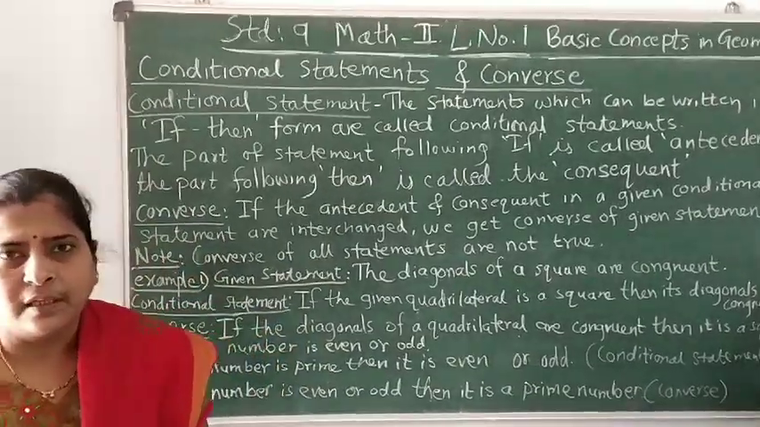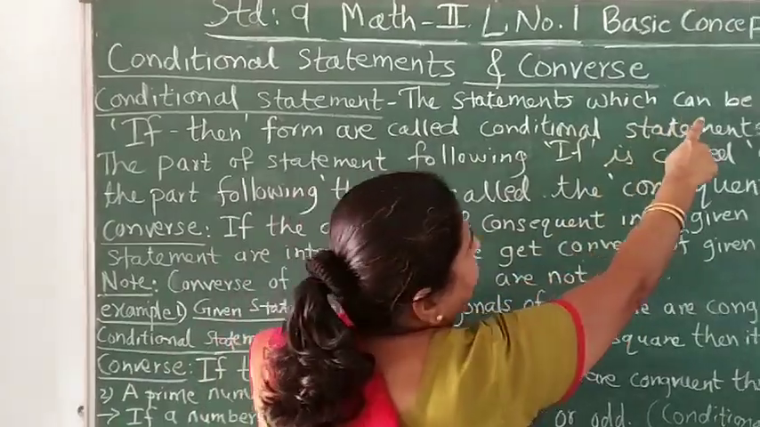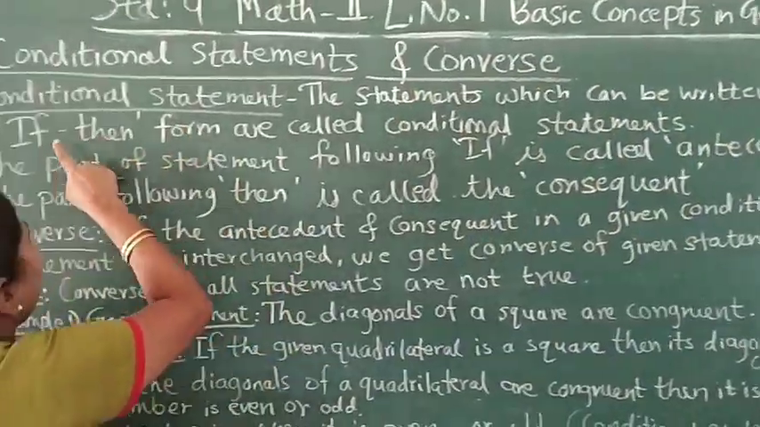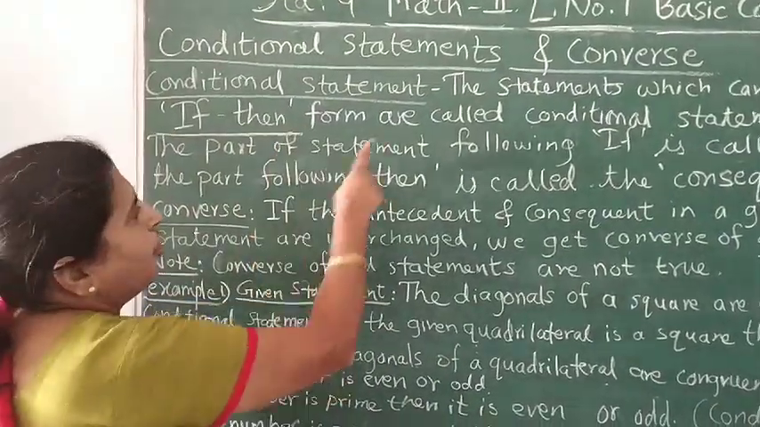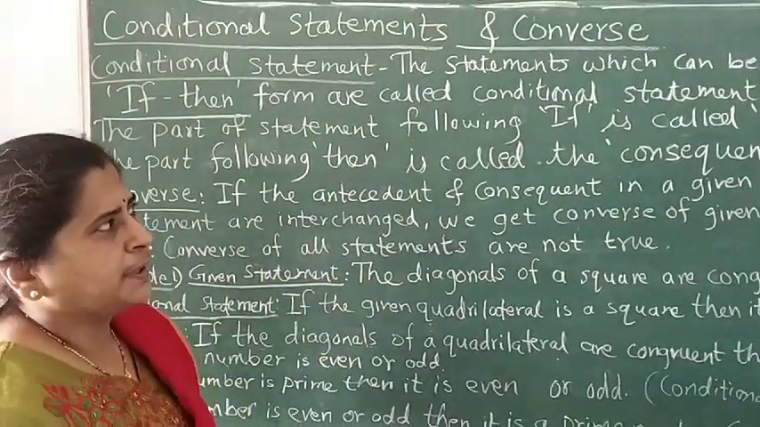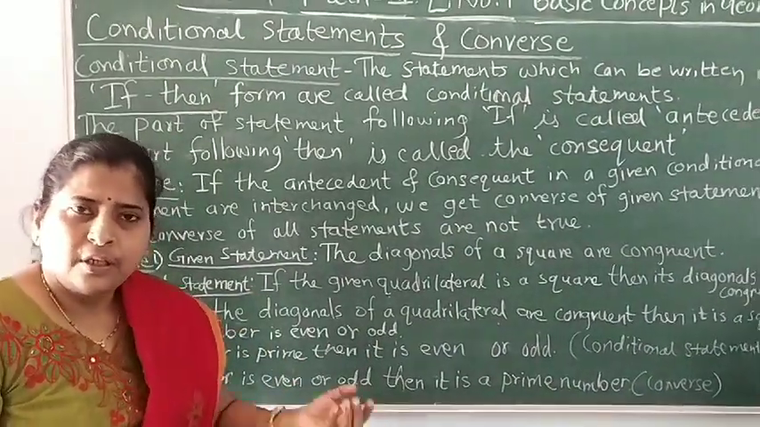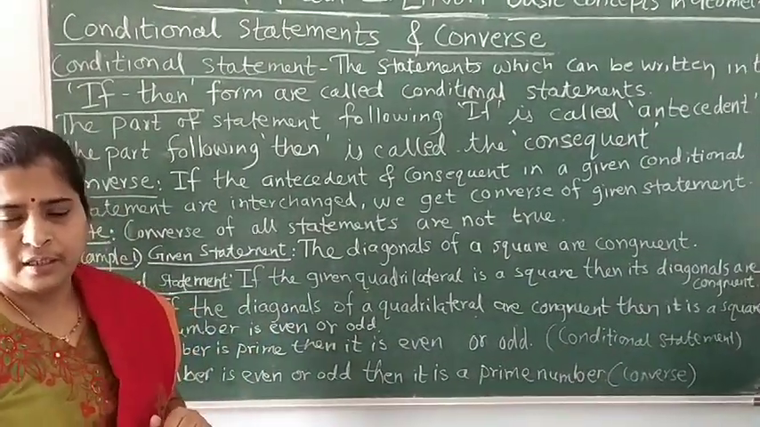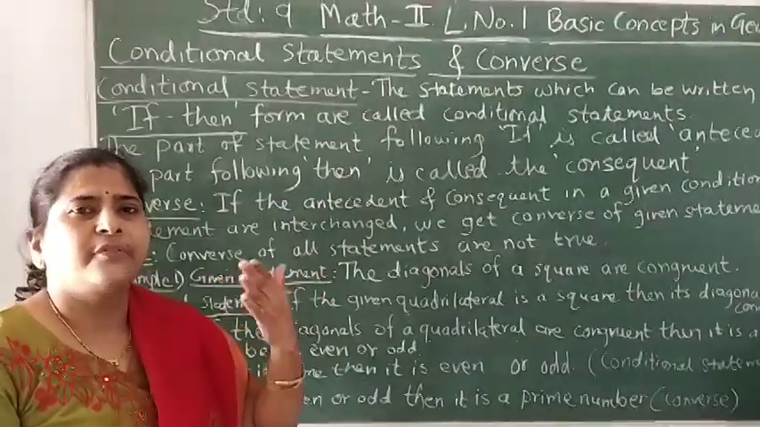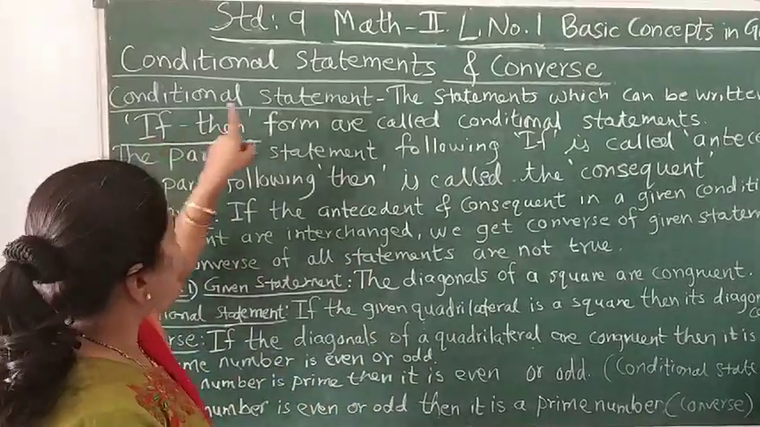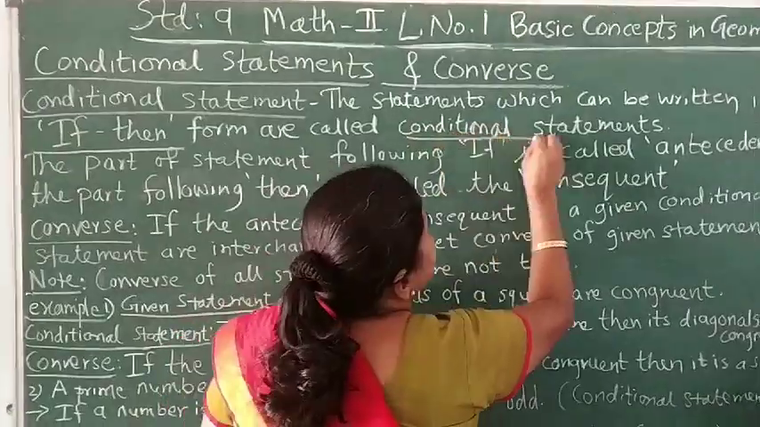What does this mean? Now, what is a conditional statement? The statement which can be written in the if-then form. Which form do we have to write? The if-then form is called a conditional statement. It means if this is fulfilled, then this will happen. So there is a certain condition in that. If this situation or this condition is fulfilled, then we get the result. So when we write the given statement in the if and then form, it is called a conditional statement.